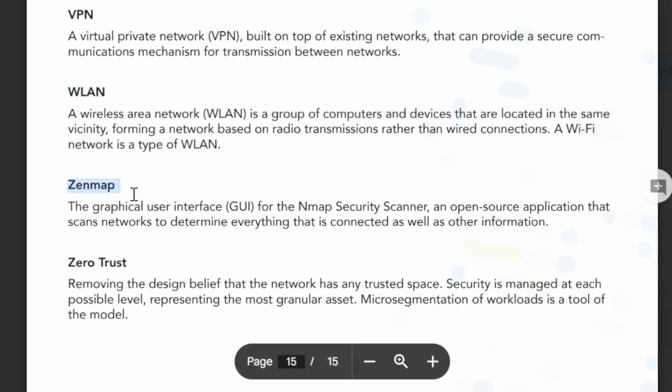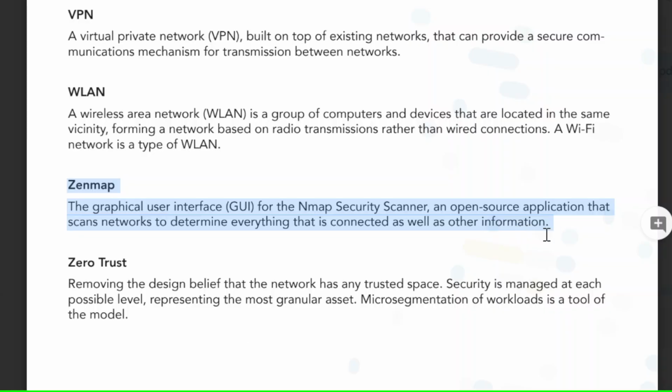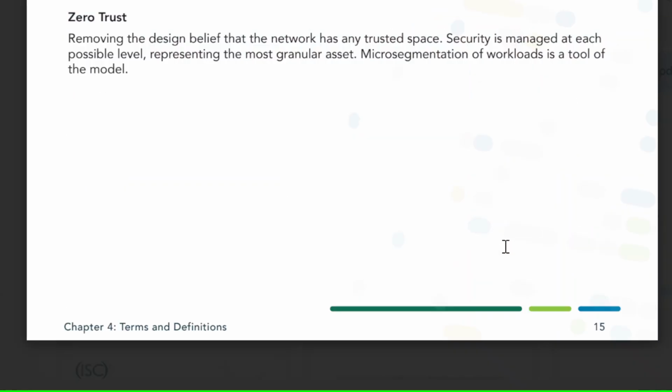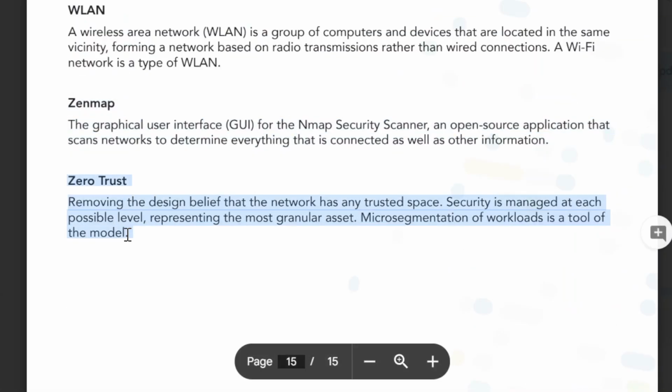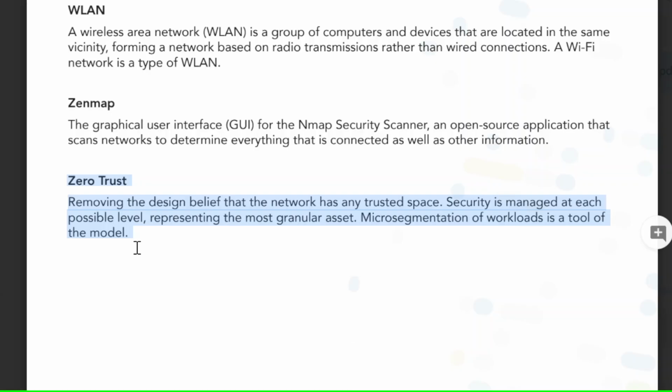And we have Zenmap, a graphical user interface, GUI, for network security scanners, an open source application that scans the network to determine everything that is connected, as well as other information. Next we have zero trust, removing the design belief that the network has any trust space. Security is managed at each possible level, representing the most granular assets. Even microsegmentation of the payloads is a tool for this model.